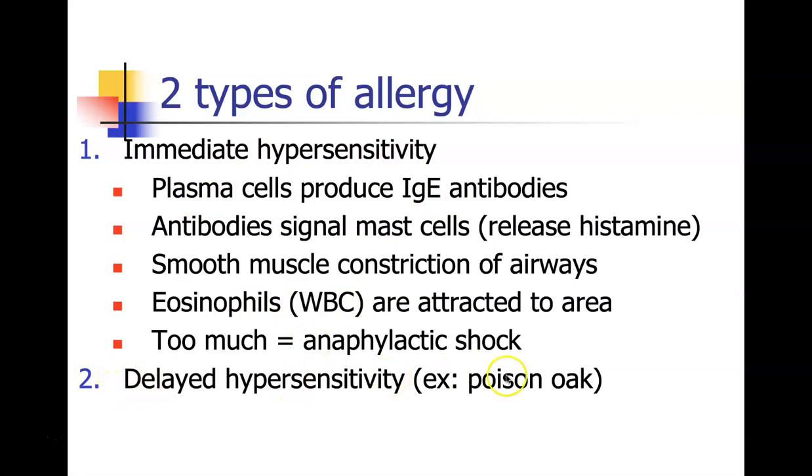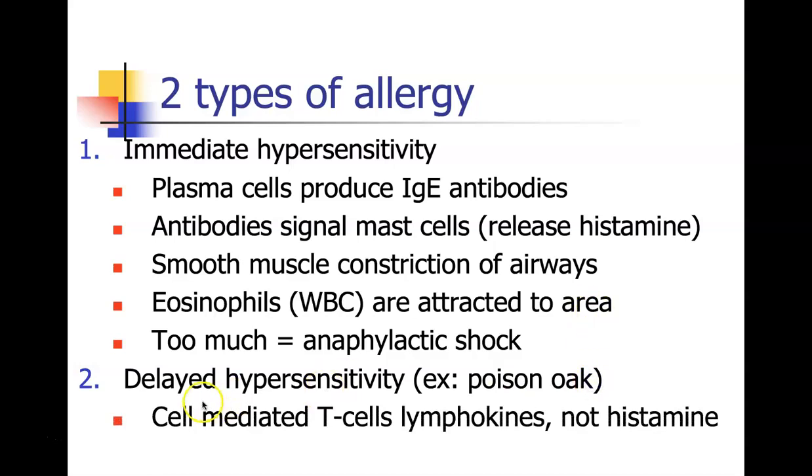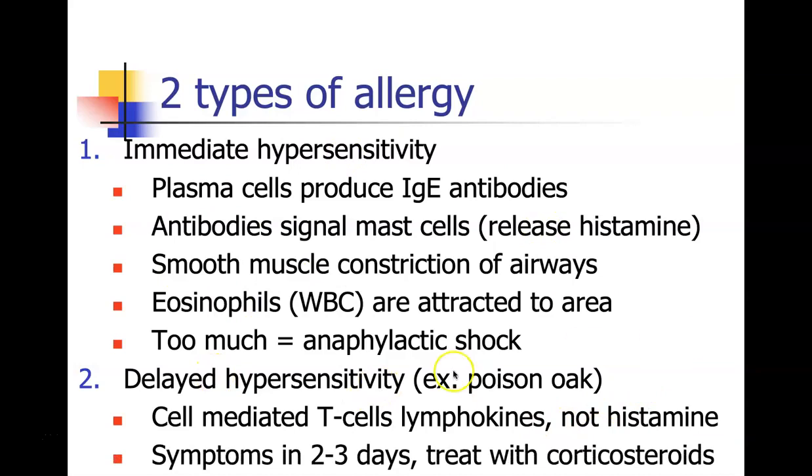In some instances, we see delayed hypersensitivity, things like poison oak, which are not IgE mediated, but they're cell mediated, T cells, lymphokines, not histamine. Okay, so an immediate hypersensitivity or an allergy is releasing histamine. The delayed one is not a histamine based response. Instead, you see a delayed symptom, and you can treat this with things like corticosteroids.